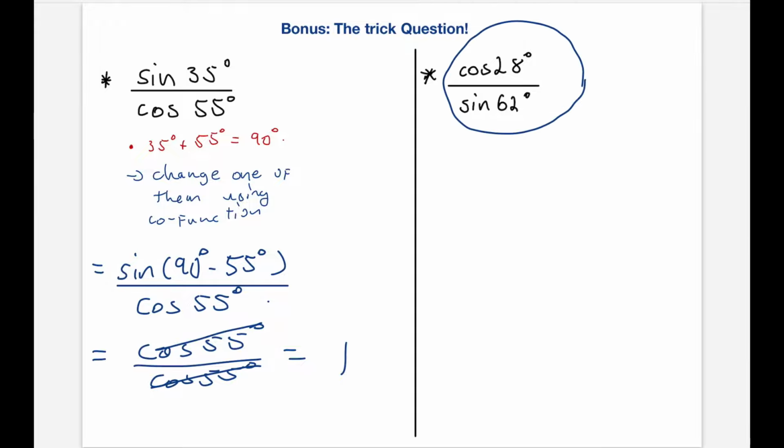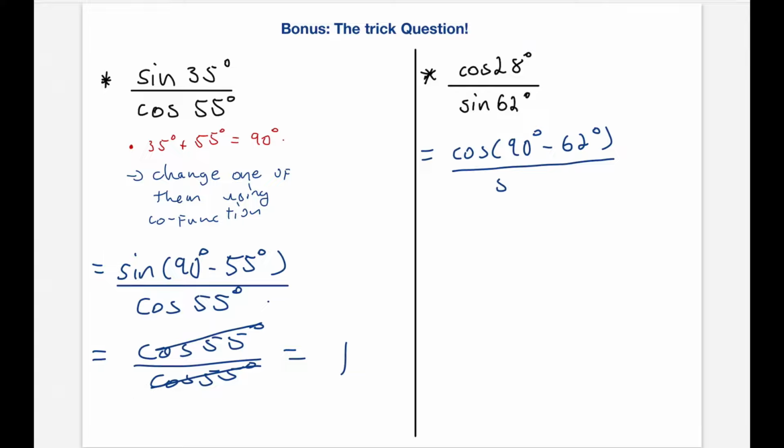Now, here's a similar example. If you add 62 with 28, you should get 90. But this time, I'm again going to change my numerator. You can actually choose to change your denominator so long as you leave the numerator alone, right? Change only one of them. But again, I'm going to change my numerator. I'm going to say this is the cos of 90 degrees minus 62 degrees, all divided by the sine of 62 degrees. Now this, my numerator, becomes the sine of 62 degrees. My denominator, sine 62. So these cancel out and you get 1.